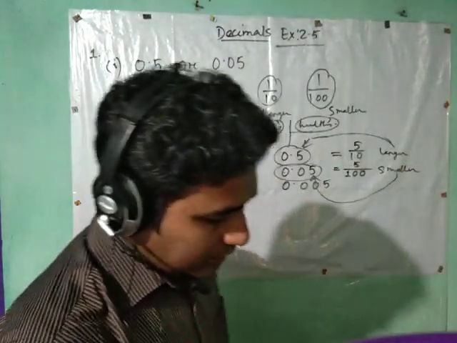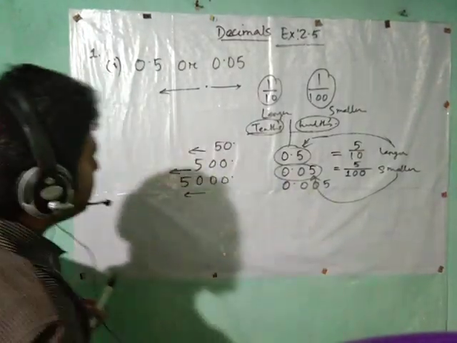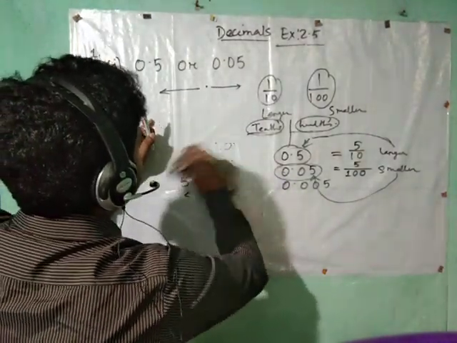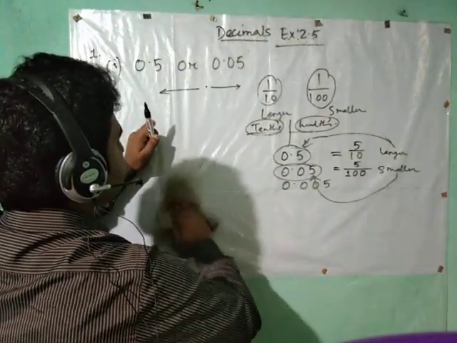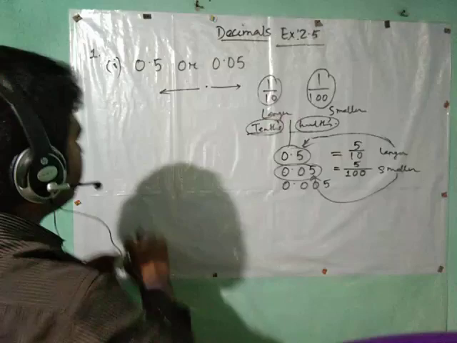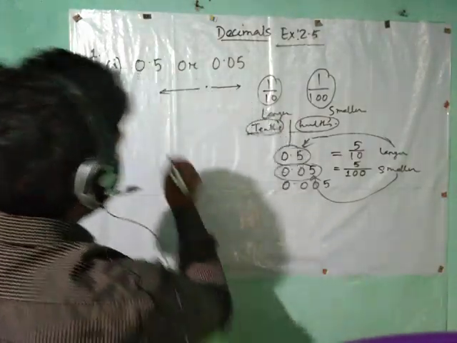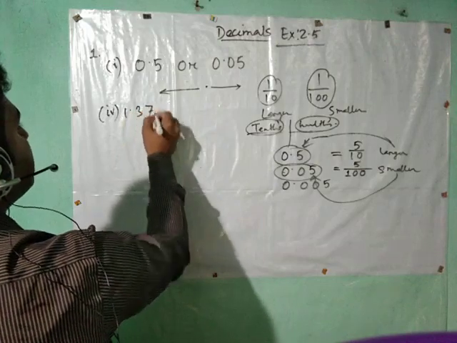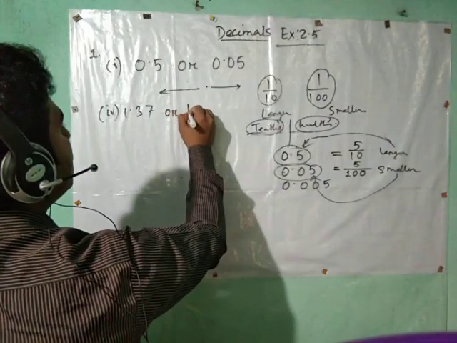Now let me do one more thing. Question number 4. What is in question number 4? If you look at question number 4, 1 का ही 4 है ये, हाँ 1 का 4. कौन सा है? 1.37. 1.37 was one number and the other number was 1.49.